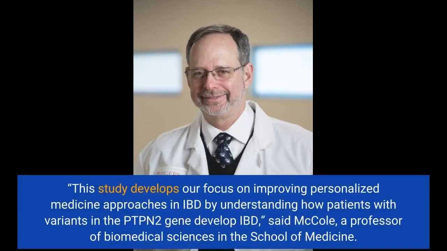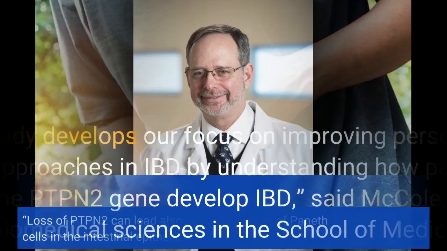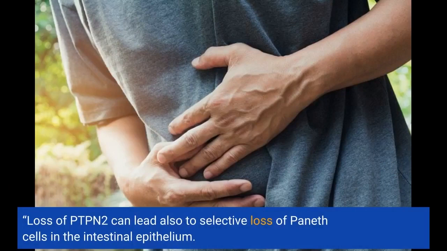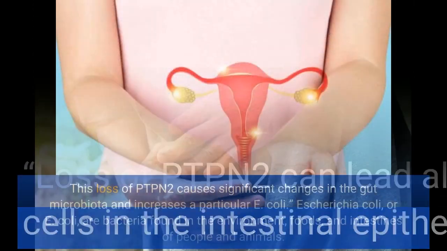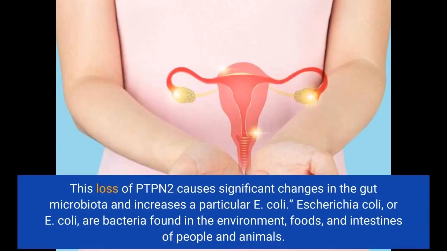This study develops our focus on improving personalized medicine approaches in IBD by understanding how patients with variants in the PTPN2 gene develop IBD, said McCole, a professor of biomedical sciences in the School of Medicine. Loss of PTPN2 can also lead to selective loss of Paneth cells in the intestinal epithelium. This loss of PTPN2 causes significant changes in the gut microbiota and increases a particular E. coli.